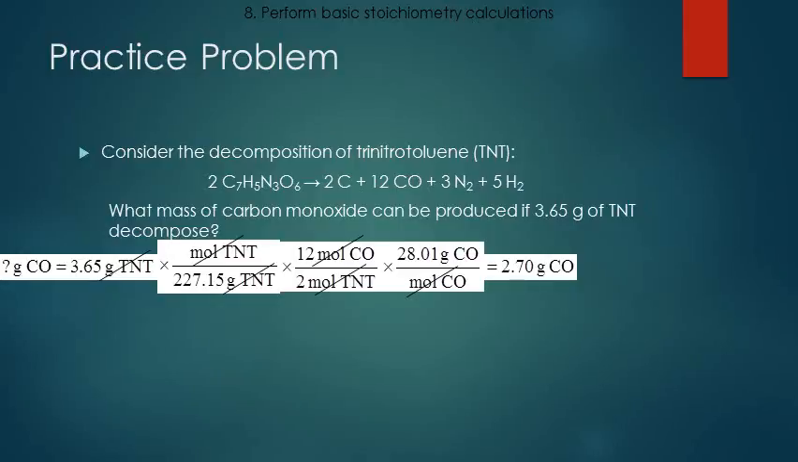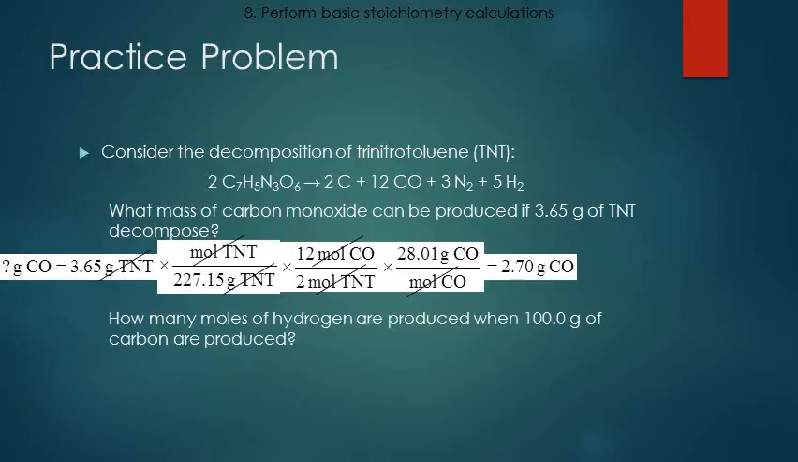Alright, hopefully you did that problem correctly. Here is a second one to practice. How many moles of hydrogen are produced when 100 grams of carbon are produced? So here we're asked to find a number of moles of hydrogen. Notice the difference from the previous examples. Before we've always been asked to find a mass. And then we are producing 100 grams of carbon.